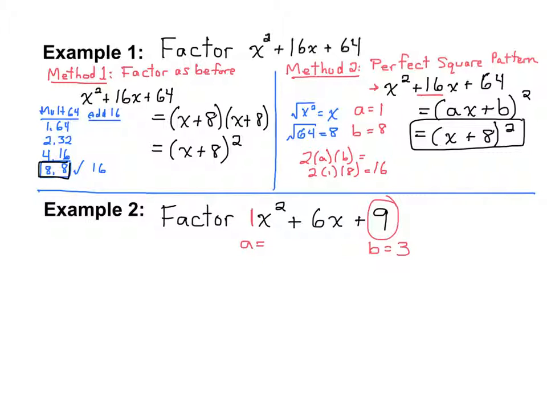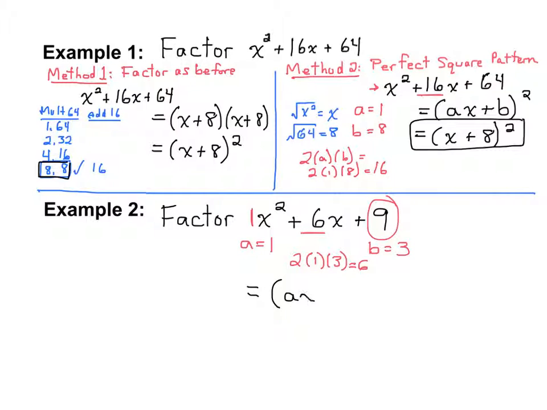Then we have to check. All we have to do is quick check that our middle coefficient is equal to 2 times a times b. Well, 2 times 1 times 3, because a is 1 and 3 is b, is equal to 6, so it does meet the perfect square trinomial pattern. Therefore, we can go ahead and fill in our answer.